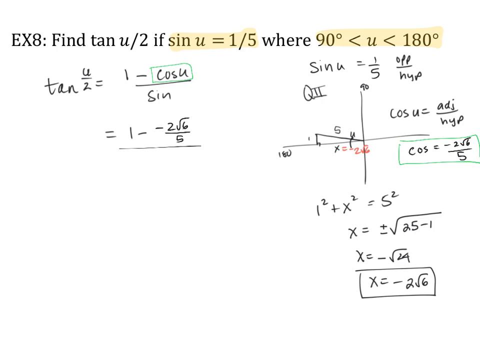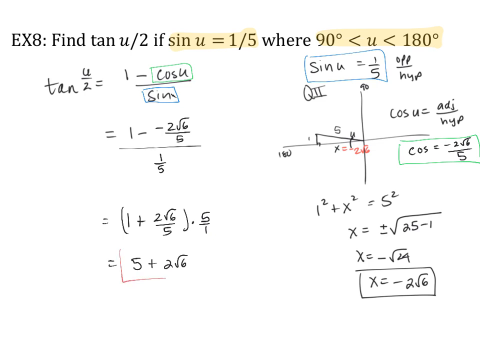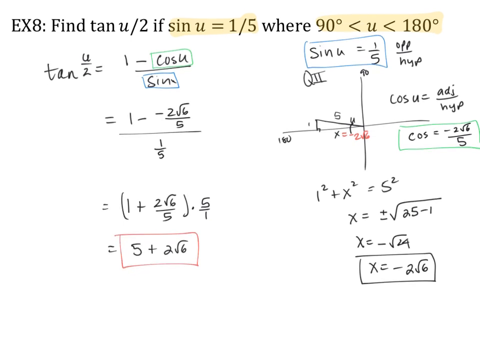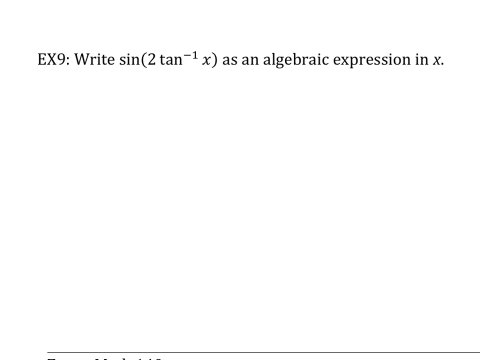And now my sine, that was given. That's 1/5. So I'm going to replace sine u with 1/5. So I would have 1 plus 2 root 6 over 5, all divided by 1/5, which is the same thing as multiplying by 5 over 1. So then that gives me 5 plus 2 root 6 as my final answer. Okay, one more in this video.